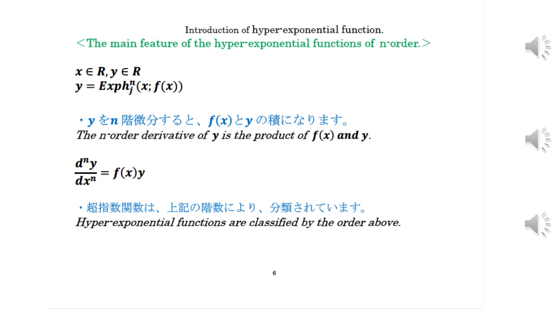The main feature of the hyper-exponential functions of n order: the n-order derivative of y is the product of f(x) and y. Hyper-exponential functions are classified by the order above.